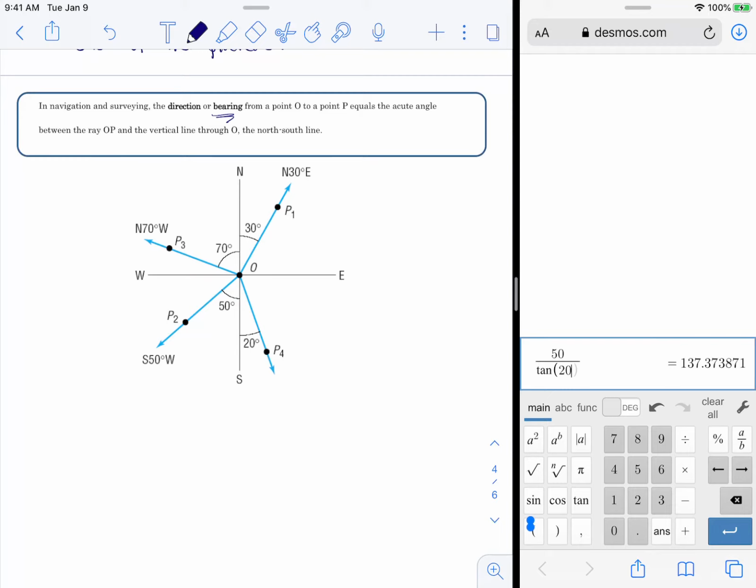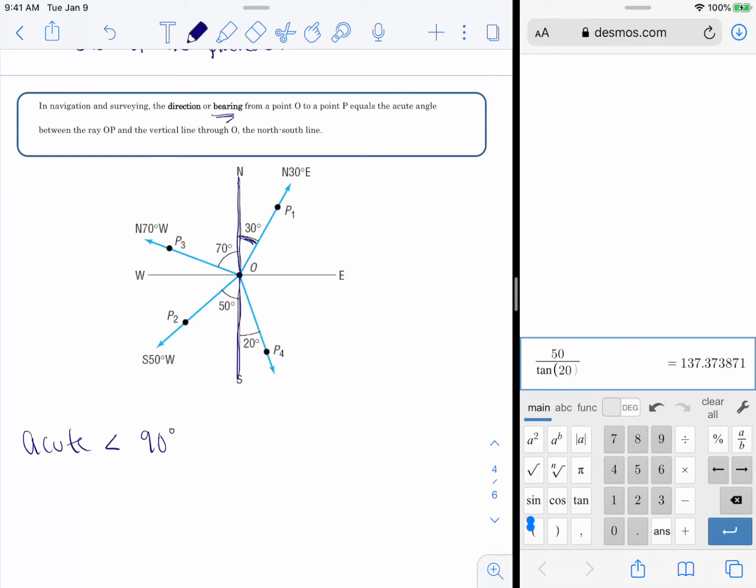ships, and so forth. All right, so bearing, the definition is it's attached to the north and south lines always, okay? So when you are talking about bearing, it's always in relation to the north and south. It will only form an acute angle. So acute, remember, is less than 90 degrees.